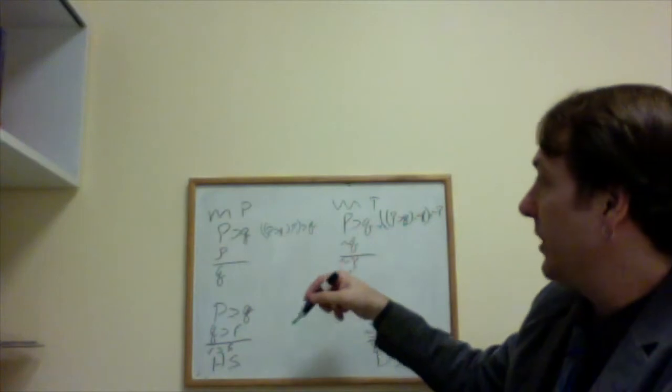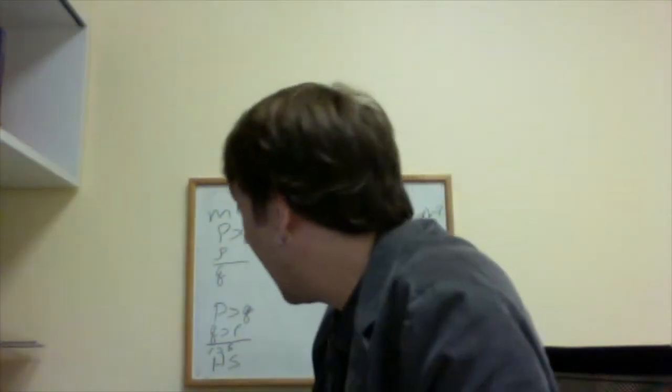So the associated conditional here would be: if you have P horseshoe Q, and if you also have P, then Q. This will come out to be a tautology if you do the truth table. The same would be true here: if you have P horseshoe Q and not Q, then you get not P. That will also be a tautology. And the same is true here in each case.